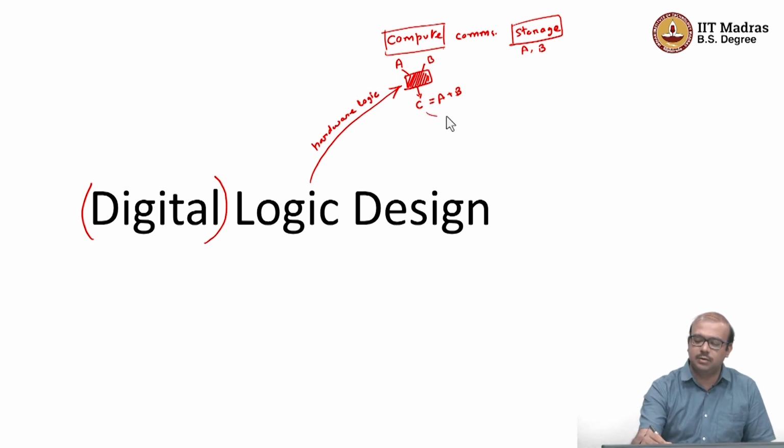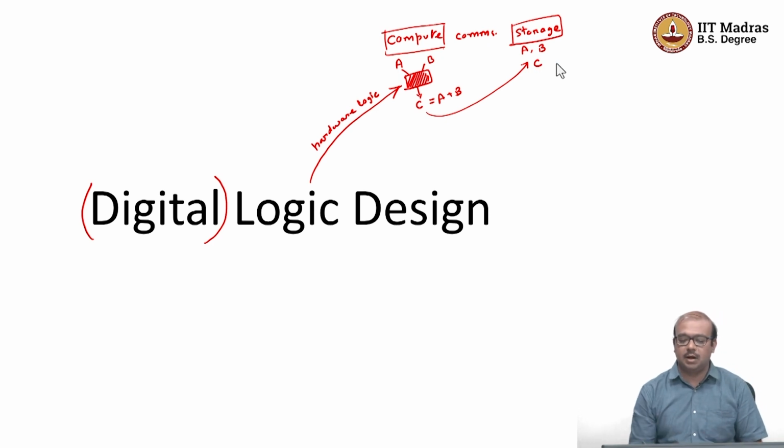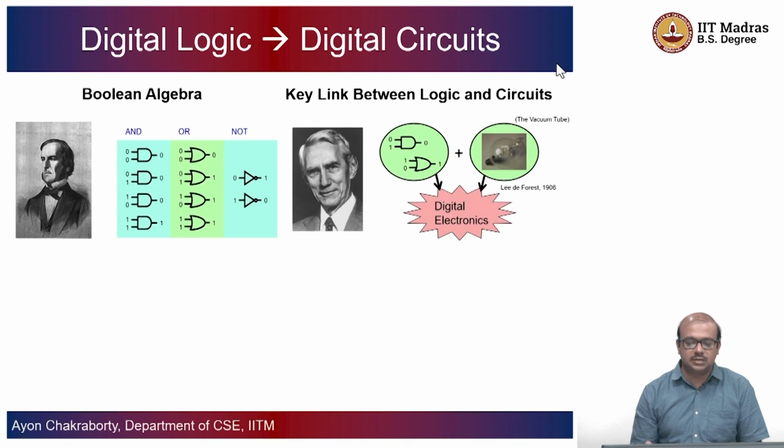And again, maybe c could be stored back to the storage unit. So this is what we mean by the designing of the logic, right? That's why we call it digital logic, because it is going to act upon digital information. Okay, so we need one more thing to do this, which is indicated on the left hand side. So that is Boolean algebra, right?